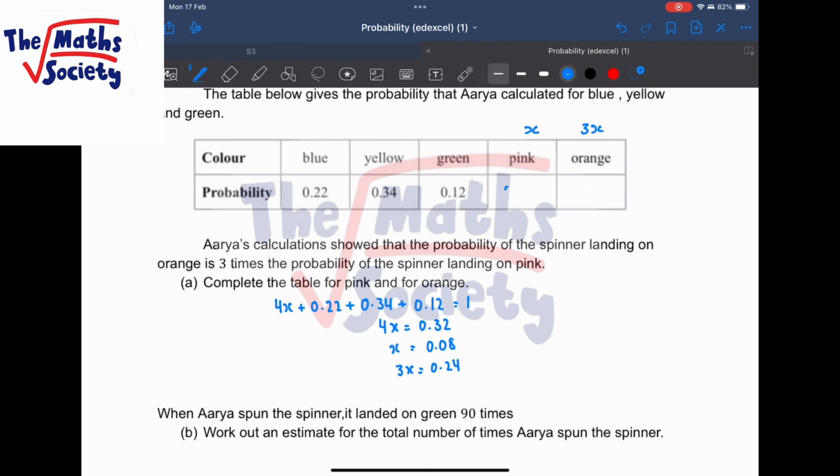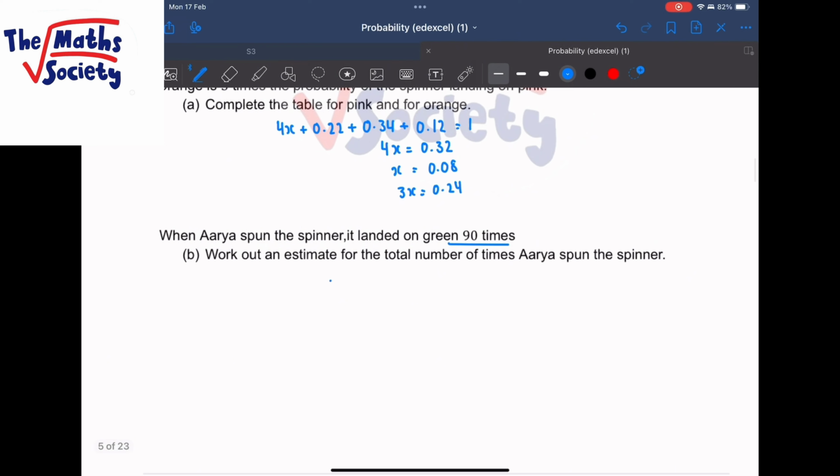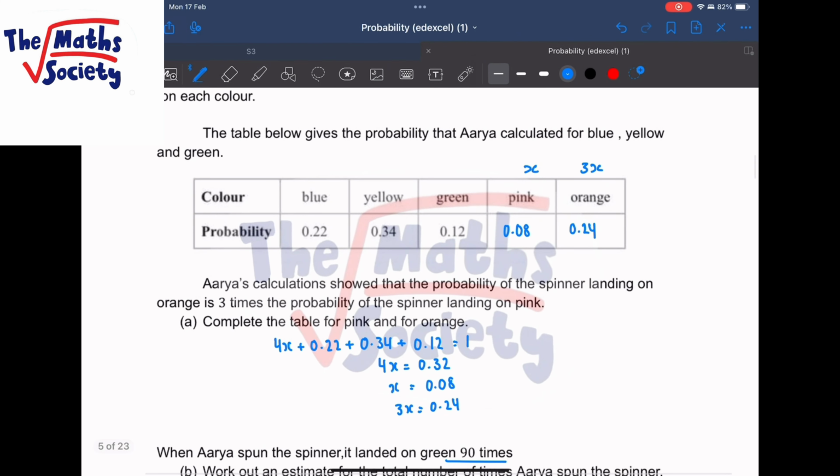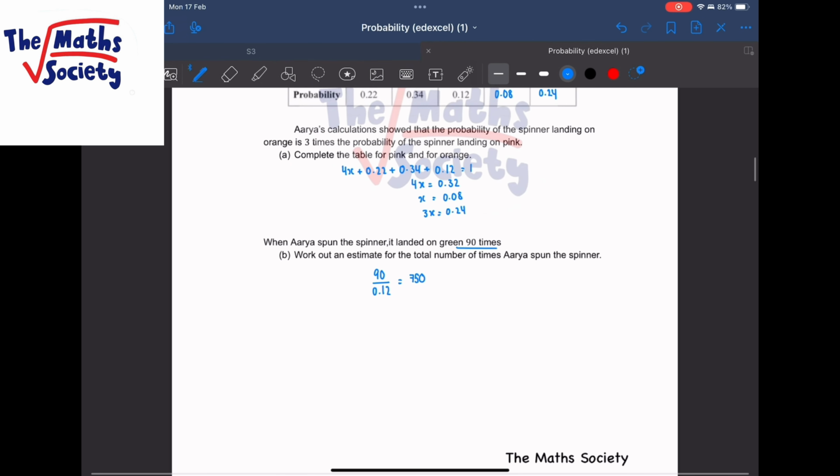That's 0.08 and 0.24. So when Ania spun the spinner, it landed on green 90 times. Work out an estimate for the number of spins. So that's 90 green, which is 0.12. So then you should get 750 times that she spun the spinner.